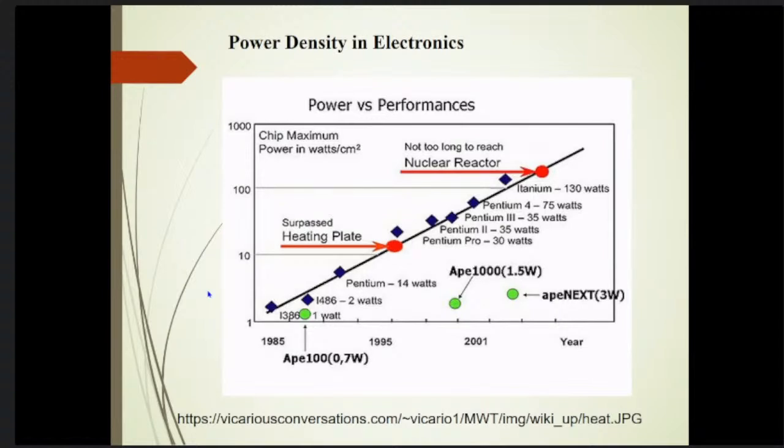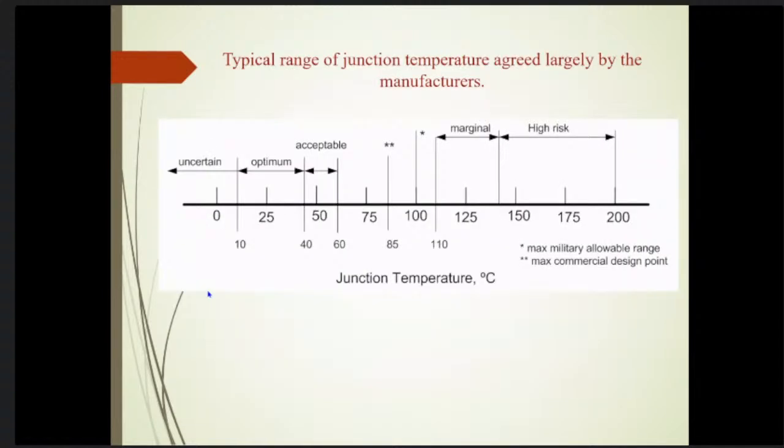Unless we remove it, the electronics will not work. To keep the electronics at the working temperature, there are some standards, and based on that, we can say that around 85 degrees is for commercial electronics, and for military electronics it may go a little higher. That is the temperature that the chip should maintain.